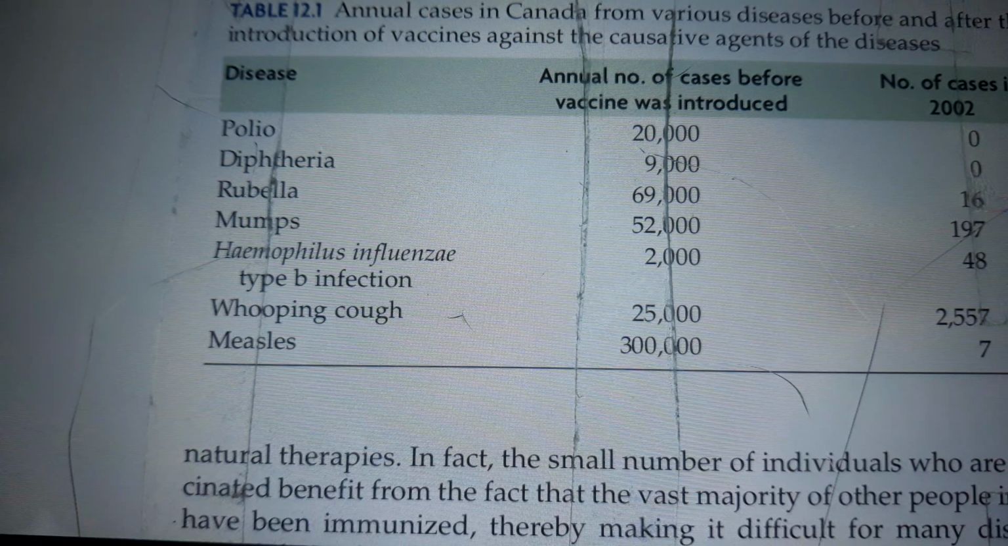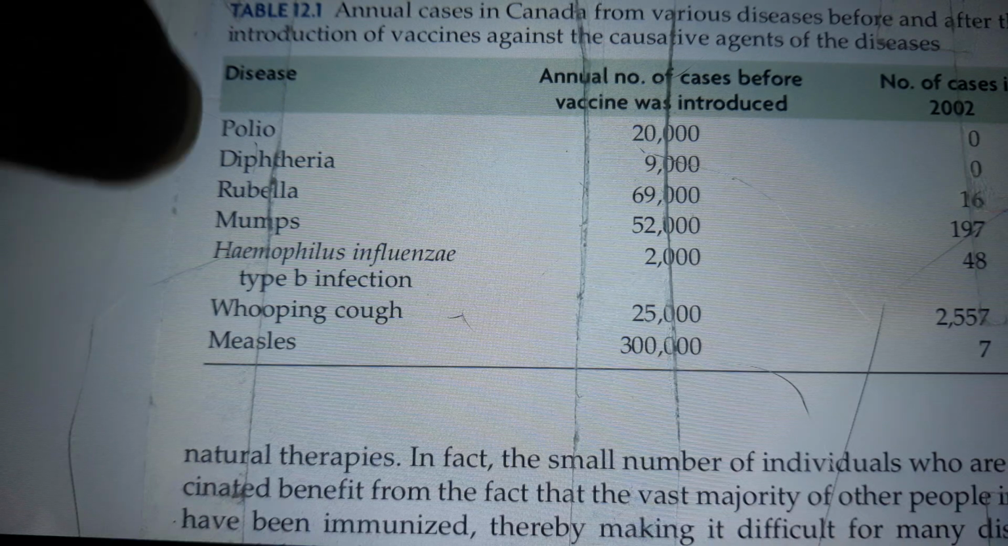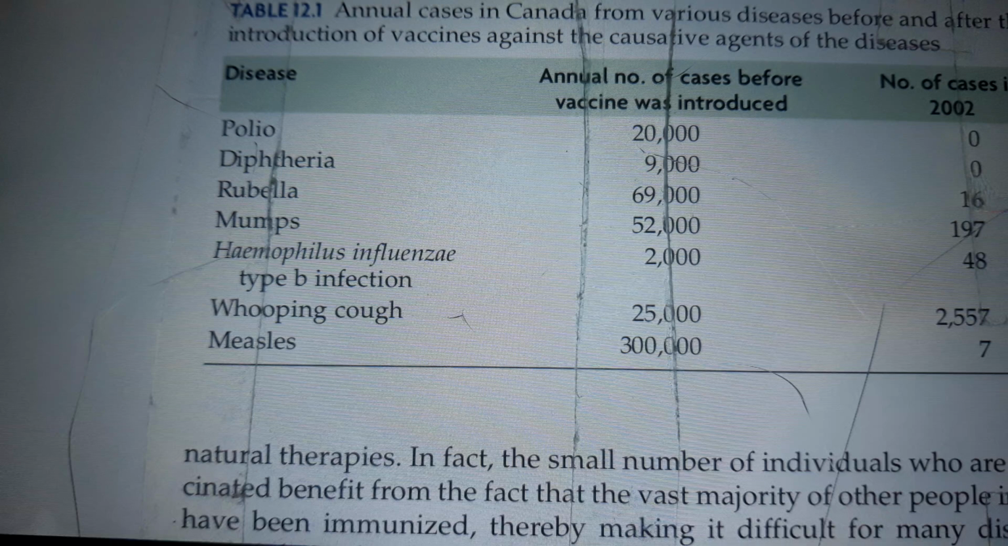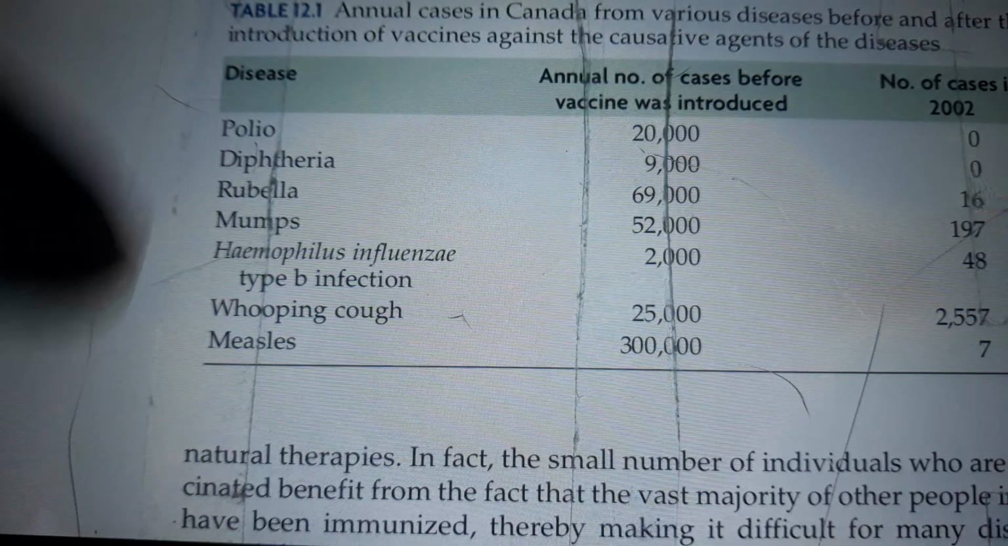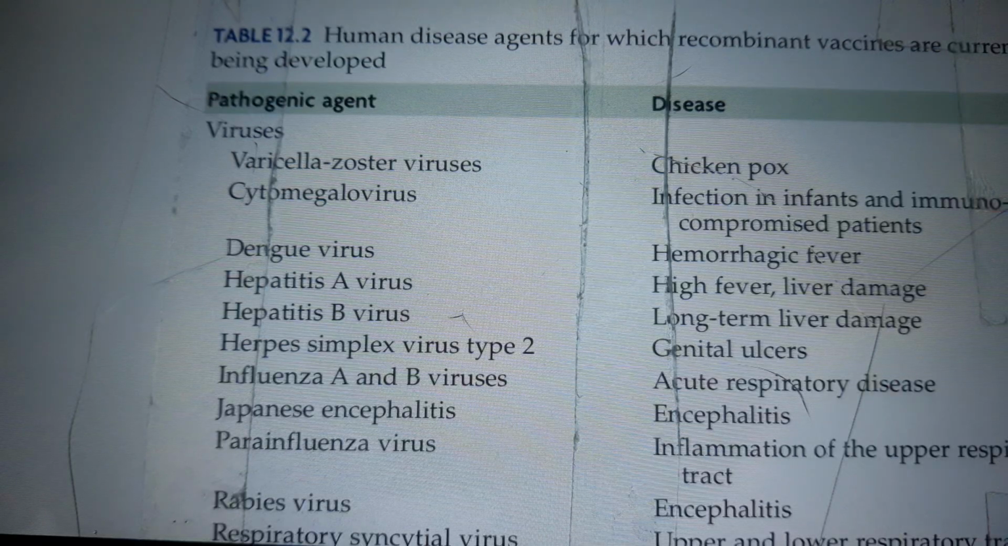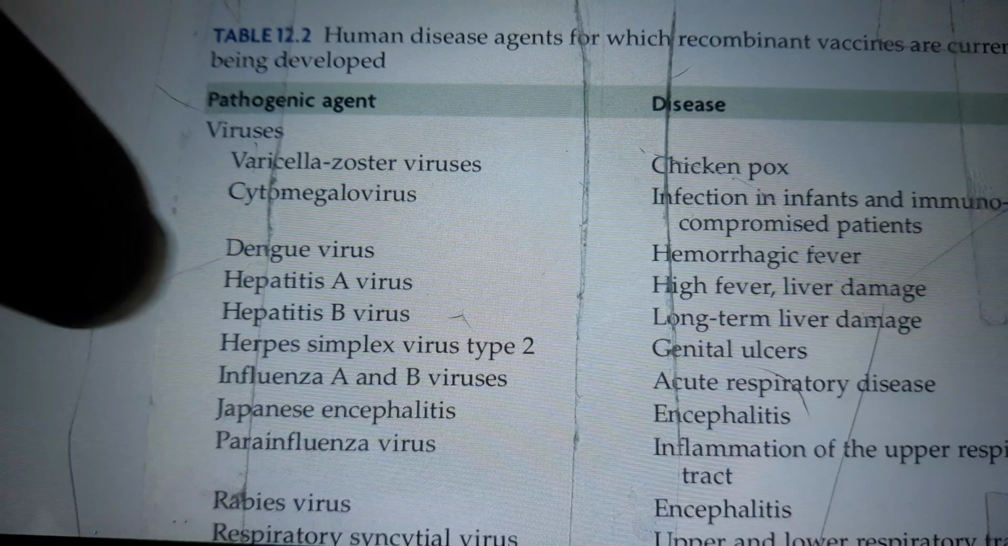Disease, animal number of cases before vaccine was introduced, number of cases in 2002. You have polio, diphtheria, rubella, mumps, Haemophilus influenzae, TB infection, whooping cough, and measles. Take a screenshot of this, right? And make the necessary notes. The next table: human disease agents for which recombinant vaccines are currently being developed.